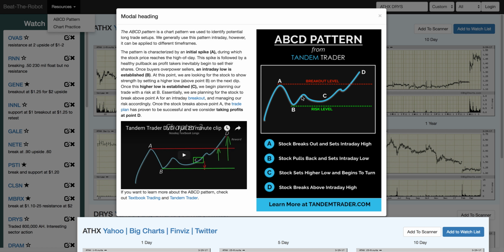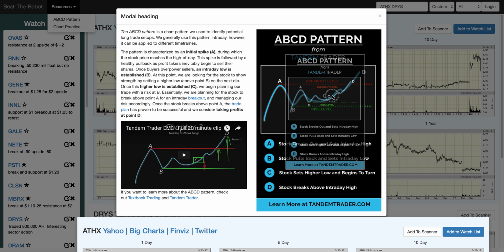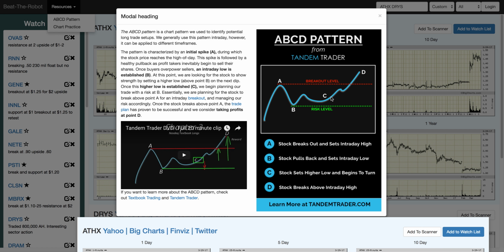At least that's the way I see it, right? I see the beginning of this higher low from this B level as the beginning of the C pattern, and right here is the completion of the C around this area. And from there on, we have the D, where the stock breaks above the intraday high, which is this A level, right?